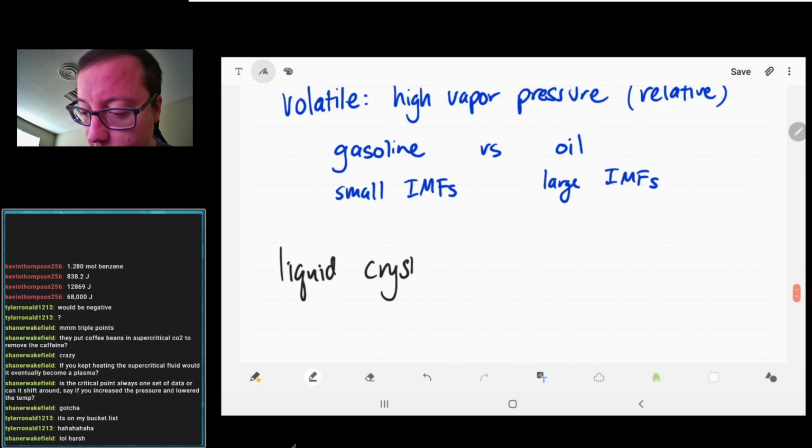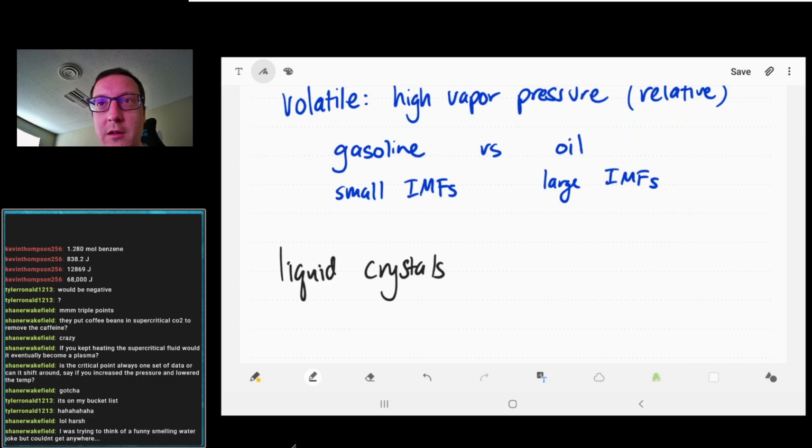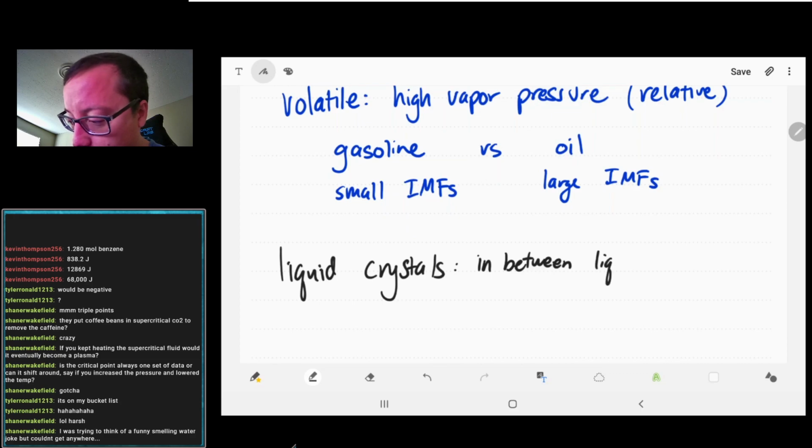So liquid crystals are an interesting piece of technology. You probably have them in your television or computer monitor or your phone. They are kind of in between liquid and solid. So they have properties that are kind of in between liquids and solids. And we're going to have a whole different bunch of types of them.